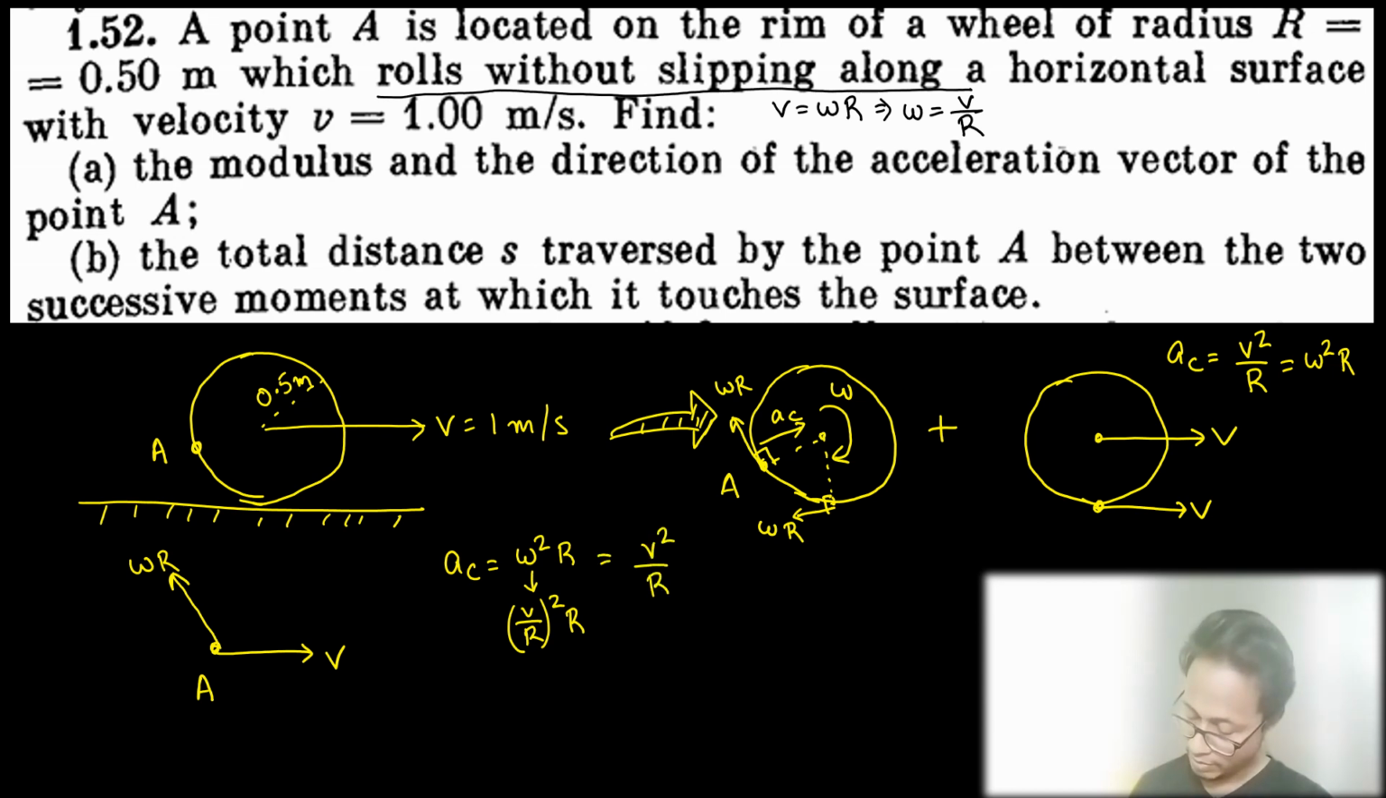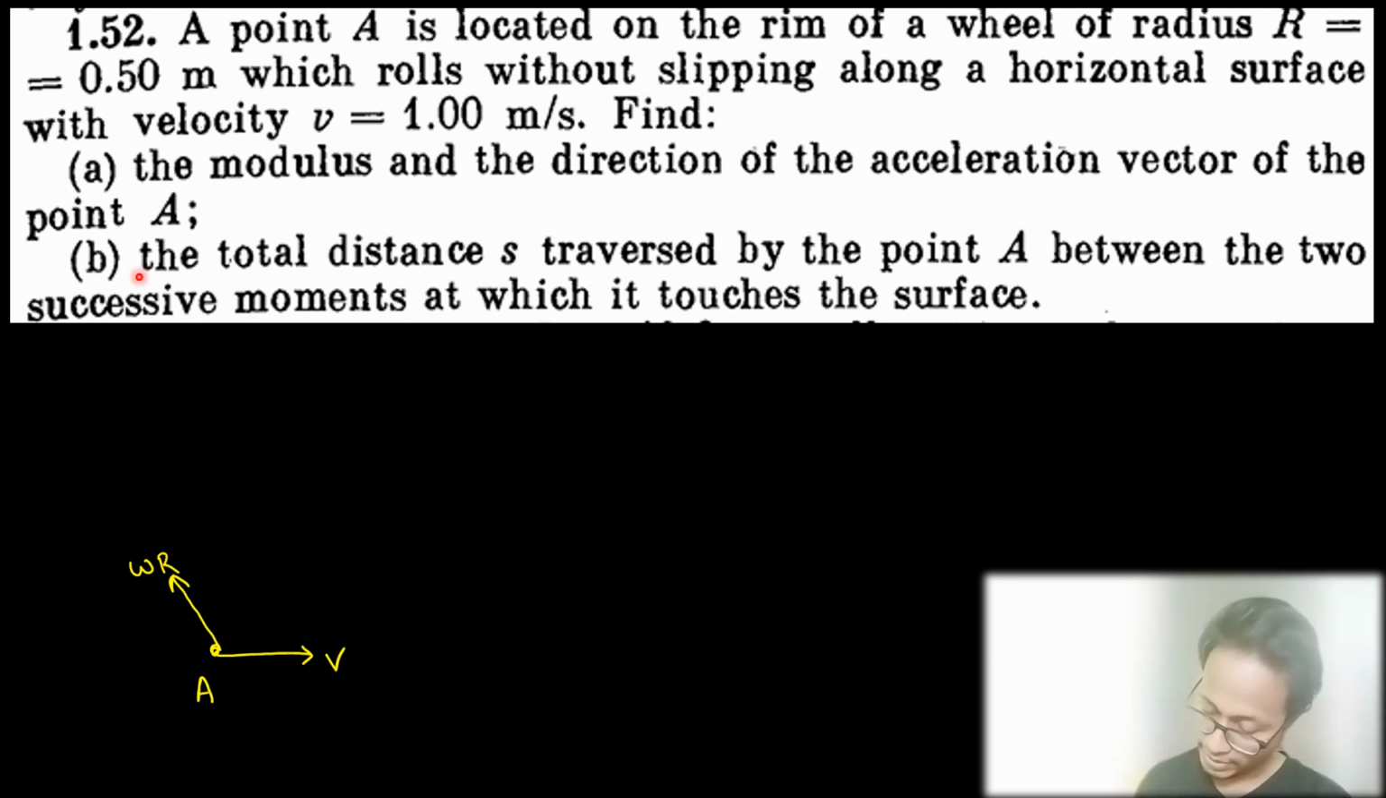What is v? v is nothing but 1 meter per second, so 1 square by what is r? 0.5, which is equal to 2 meter per second square. So the total acceleration, which is only the centripetal acceleration, always directed towards the center of the wheel, is 2 meter per second square.